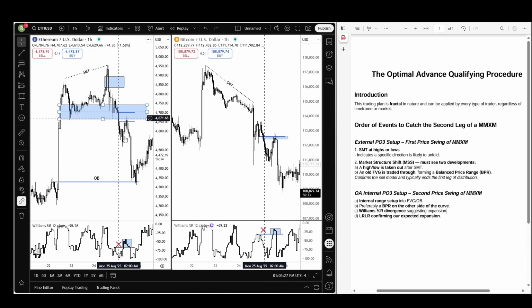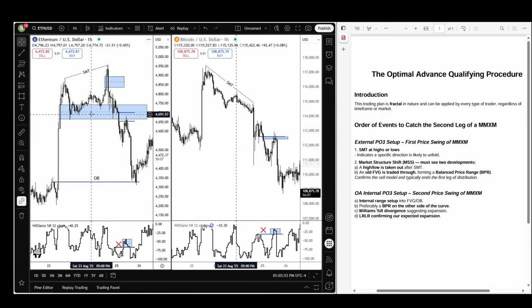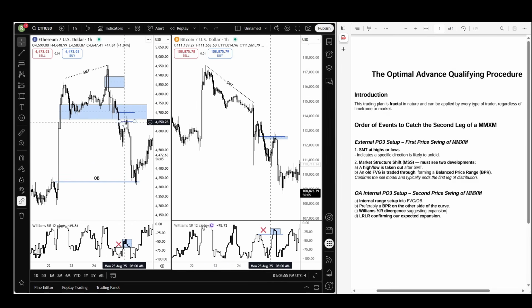So price trades up into our PD arrays into a premium market, and then we sell off, okay? But the most important thing here is the Williams percent R divergence. We have this respective high here, okay? In the Williams percent R, we are taking out that respective high, but in the price chart, we are failing to take out this respective high, coming into a premium, coming into optimal advance, the 3 PD arrays that I mentioned. This is a great trading opportunity, okay?